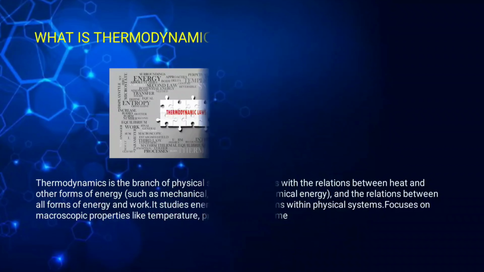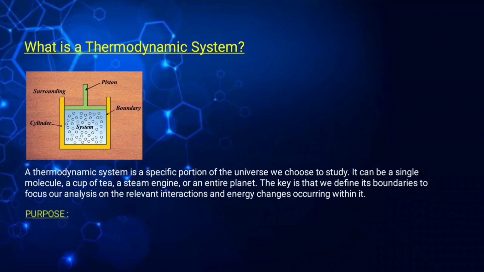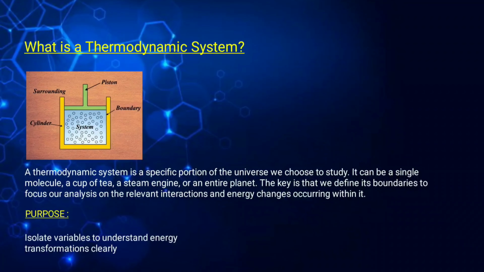And next, what is a thermodynamic system? A thermodynamic system is a specific portion of the universe we choose to study. It can be a single molecule, a cup of tea, a steam engine, or an entire planet. In simple words, a quantity of matter or a region in space which is selected for study. Purpose: isolate variables to understand the energy transformation clearly.